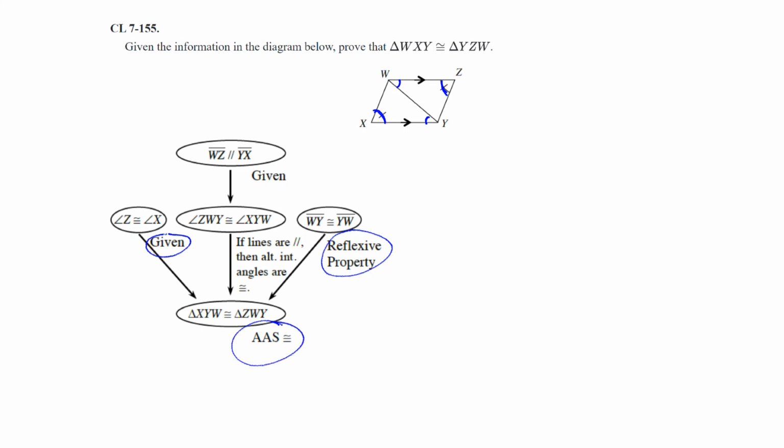And so this one was done as a flow chart. You could have done it as a two-column proof also.